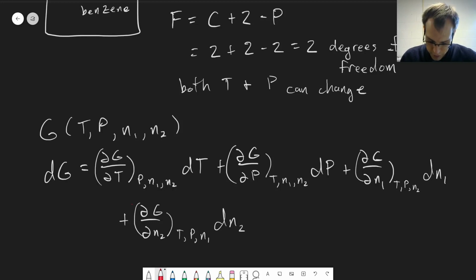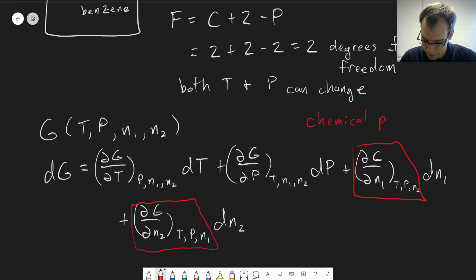Now these partial derivatives here, we saw these when we looked at single component systems. These are what we call chemical potential. The only difference here is that instead of thinking about different phases, we're now thinking about the number of moles of particular components. So we could write this one as mu1 and this one as mu2. That's just our definition of chemical potential. Now, if we have a fixed composition, then dn1 and dn2 would go to 0, not the mu values. That would not be that exciting, but we want to think about how things change.